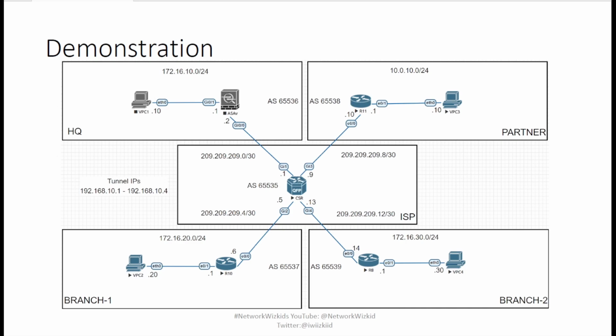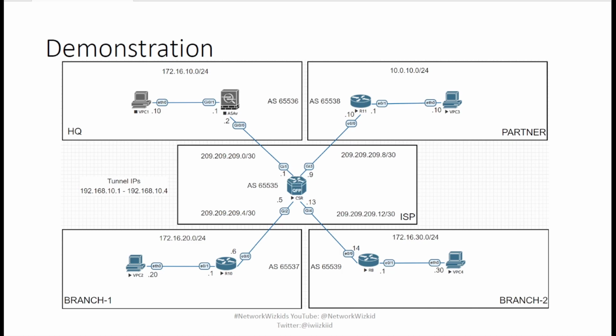So in this particular demonstration, we're going to be making use of this lab. For those that have watched the previous videos, this lab is pretty much the same as some of the other demonstrations I've done. The two sites we're going to focus on today are branch 1 as well as the partner site in the top right hand corner, and we're going to form a VPN tunnel between both of those sites, and then verify we can send traffic bidirectionally between VPC3 and VPC2.